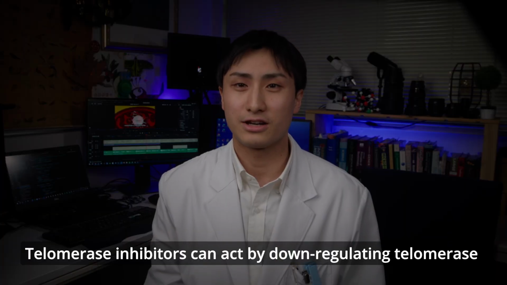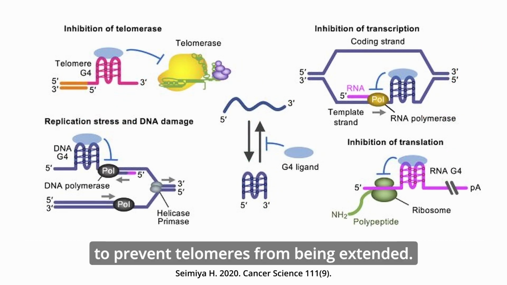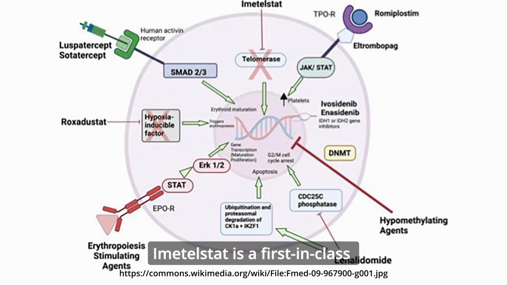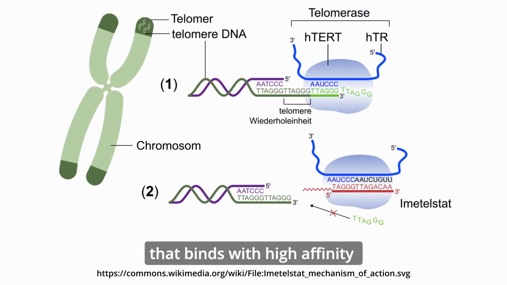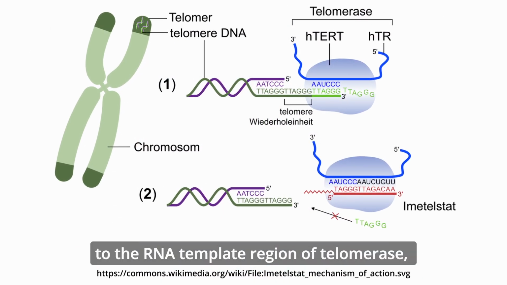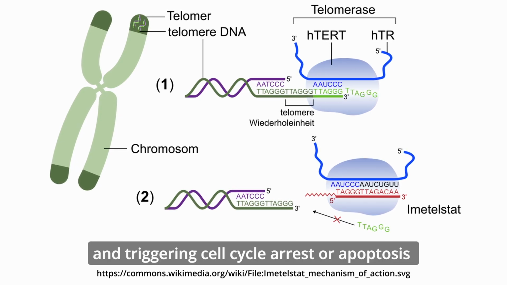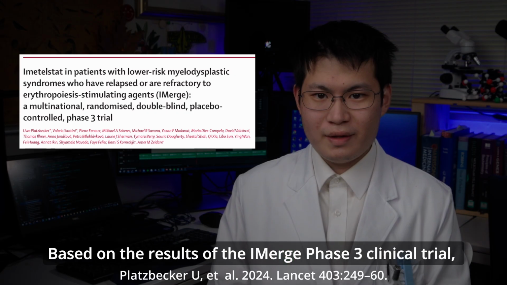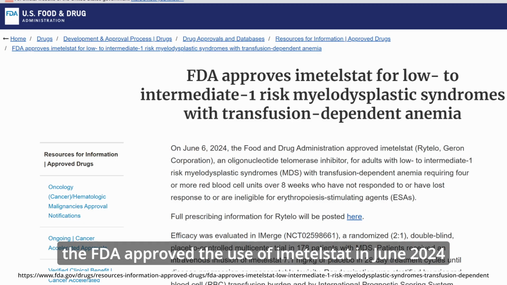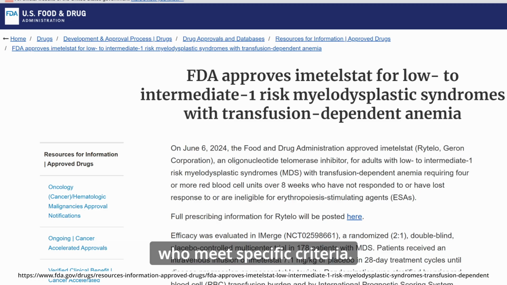Telomerase inhibitors can act by down-regulating telomerase or stabilizing G-quadruplexes to prevent telomeres from being extended. Imetelstat is a first-in-class oligonucleotide telomerase inhibitor that binds with high affinity to the RNA template region of telomerase, preventing priming of new telomere repeats and triggering cell cycle arrest or apoptosis in repeatedly dividing cells. Based on the results of the IMerge phase 3 clinical trial, the FDA approved the use of imetelstat in June 2024 for adults with myelodysplastic syndrome who meet specific criteria.